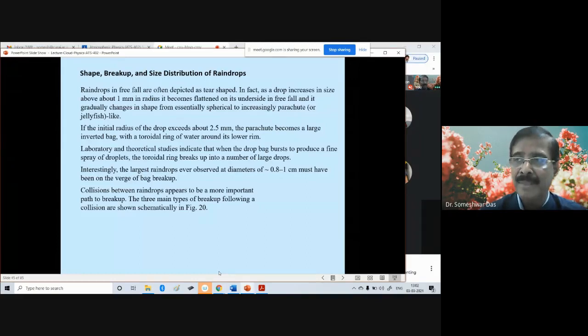They merge or they coalesce with each other. But when they become large in size, then the same collision can lead to the breakup also. So the collisions between raindrops appear to be a more important path to breakup. The three main types of breakup following a collision are shown schematically in this diagram.